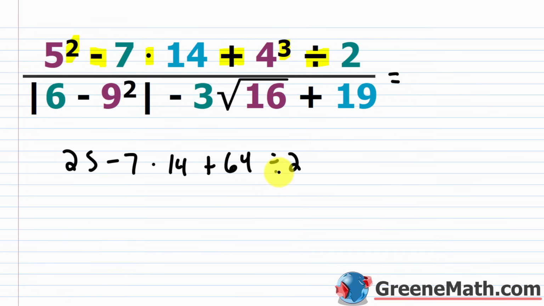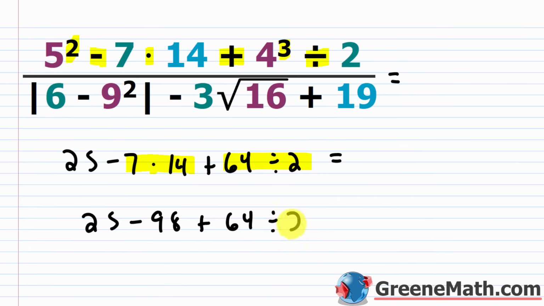Okay, so looking at this now, again, I have subtraction, multiplication, addition, and division. So we know that multiplication and division have a higher level of priority than addition or subtraction. But we know that multiplication and division have the same level of priority and they're worked left to right. So I want to do this problem first because it occurs to the left of this problem, okay? So what I'm going to do is say that 7 times 14 is 98. So this would be 25 minus 98, then plus you have your 64 divided by 2, okay?